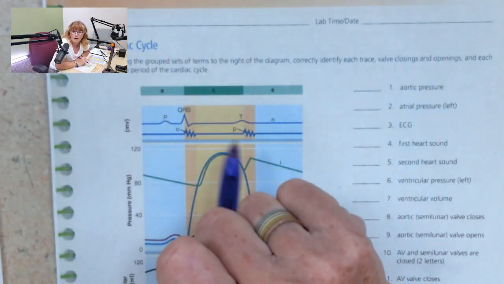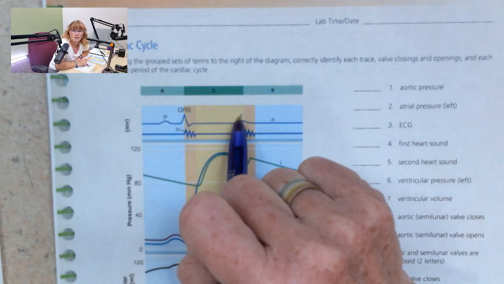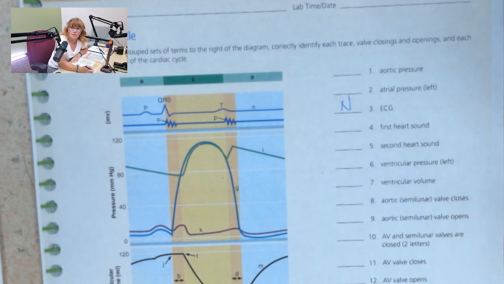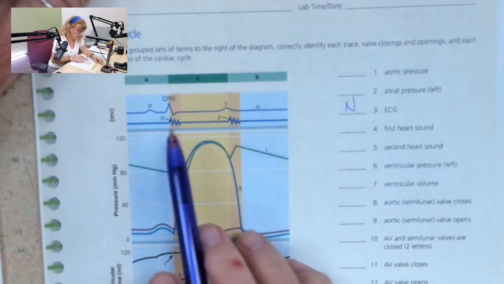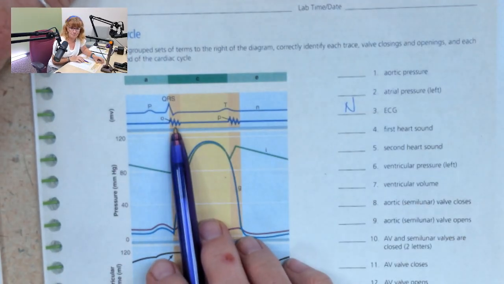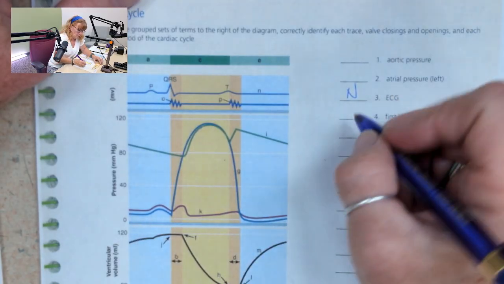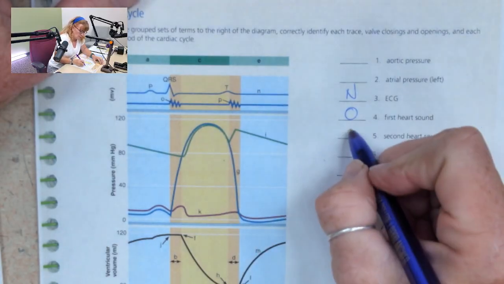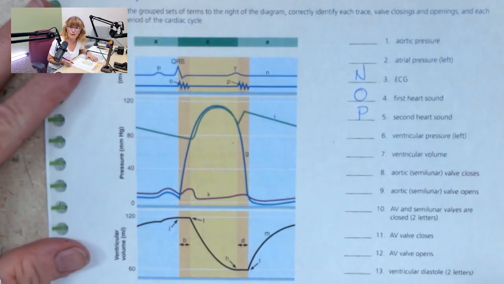So we're going to take a look at this line right here that has P, QRS, and T waves on it. So that is our ECG. So N goes in that spot right there. Then if we look at the next one, we have O, and we said before that that was the first heart sound. So that's going to be O right there. And then P is our second heart sound. Okay, hopefully you have the right answers.